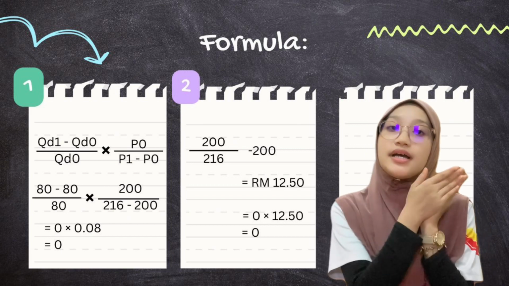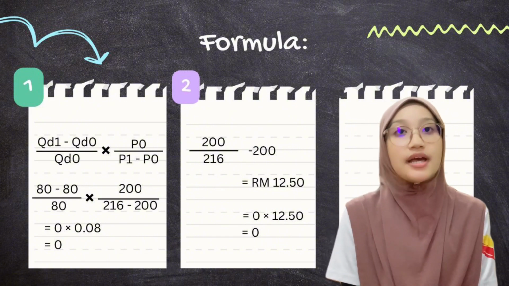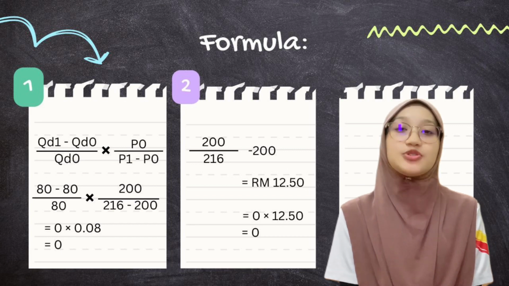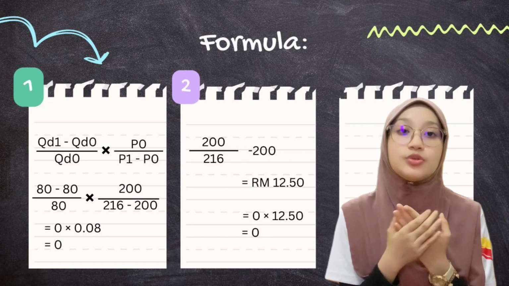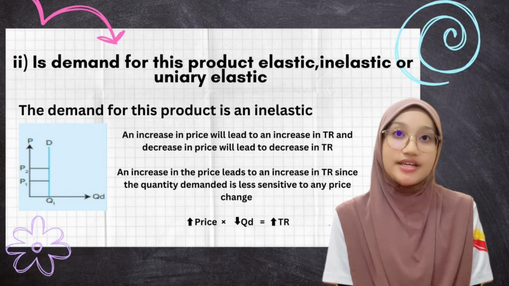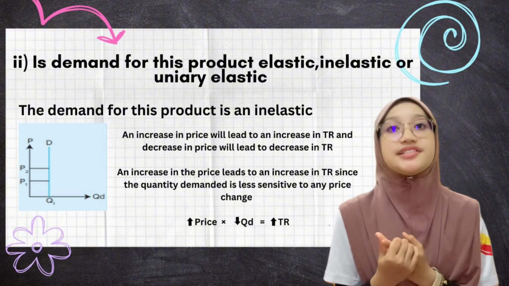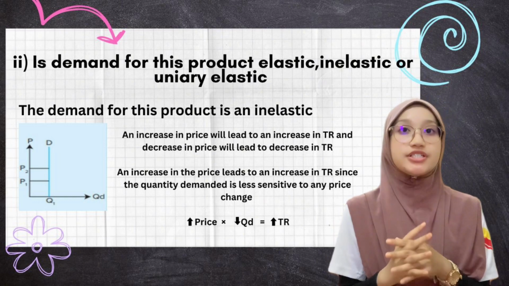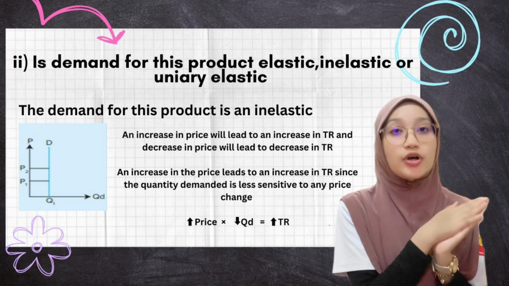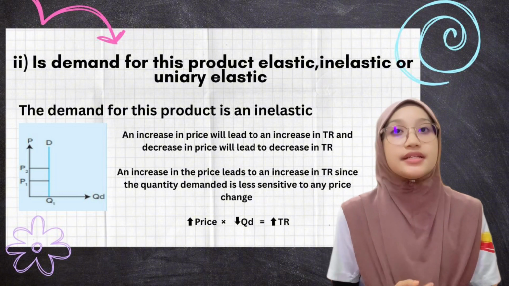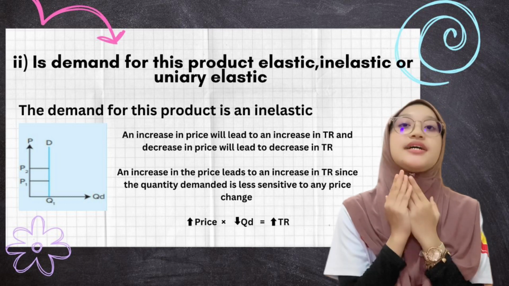We get 0. Multiply by 200 divided by 260 minus 200, we get 0.08 and it's equal to 0. Move to the next slide. We can see here 200 divided by 260 minus 200. We can see the increase of price is Rm 12.50, and 0 multiplied by 12.50 equals 0.